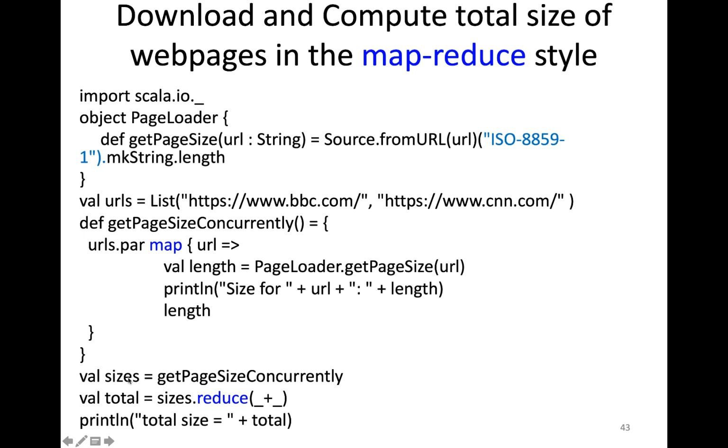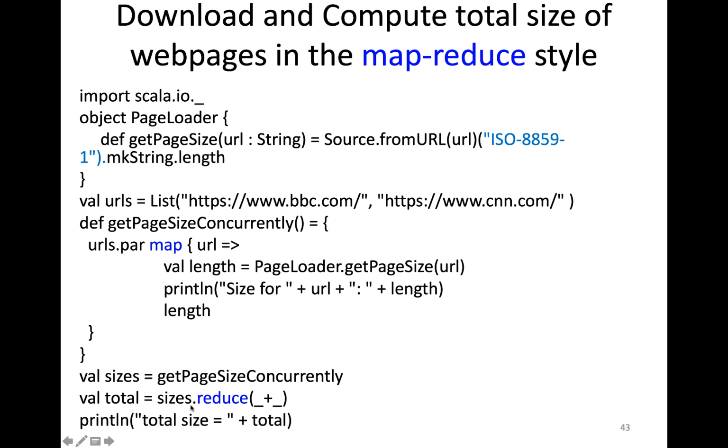So this sizes is basically a list of these two pages' lengths, because the return of this map for each URL is length. From these two URLs, two lengths will be returned as a list, and that will be the sizes. So sizes is a list of the length of BBC and the length of CNN. Then when we say sizes dot reduce plus, that will apply the reduce operation on those two items in the list, and we'll get the total size.